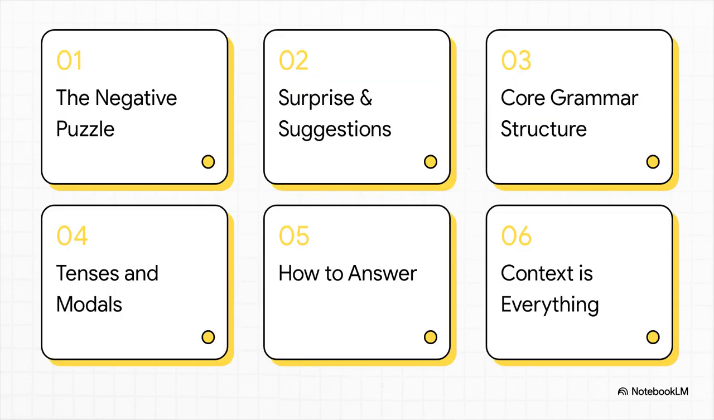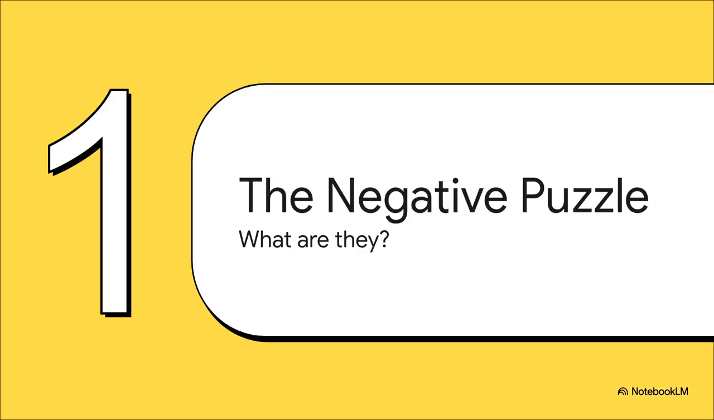So here's our roadmap for building your confidence today. First, we'll look at the negative question puzzle, then surprise and suggestions. After that, we'll break down the core grammar structure, followed by some quirks with tenses and modals. Then, the big one, how to answer correctly. And finally, why context is everything. All right, part one, the negative question puzzle.